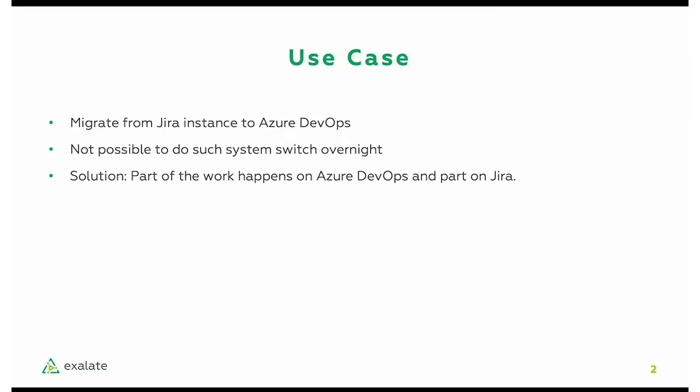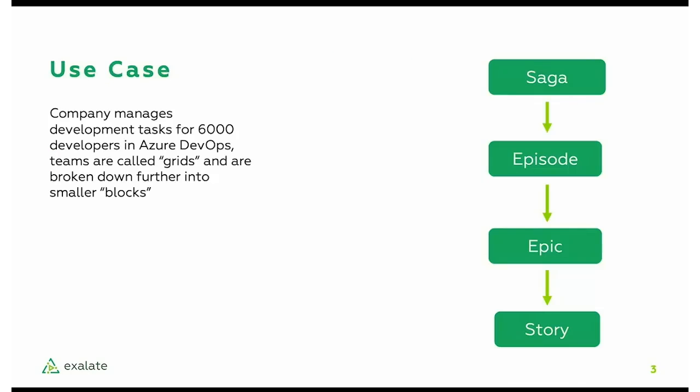The use case itself is a migration from Jira to Azure DevOps. So this company decided it's not possible to do the switch from Jira to Azure overnight. So the solution for them was that part of the work was going to happen in Jira and part of the work is going to happen in Azure DevOps.